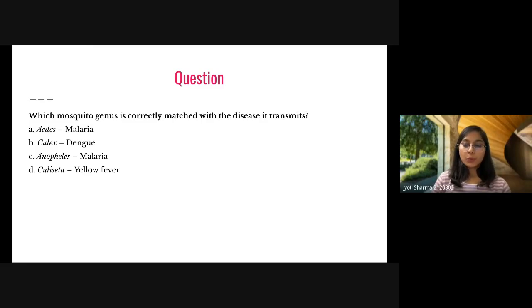Okay, so now we will talk about some carriers of disease, and you just have to tell me which mosquito genus is correctly matched with the disease it transmits. These are some of the genera of mosquito, and on the right hand side we have the disease name. The options are Aedes and malaria, Culex and dengue, Anopheles and malaria, Culiseta and yellow fever. So you have to tell me which mosquito is correctly matched with the disease it transmits.